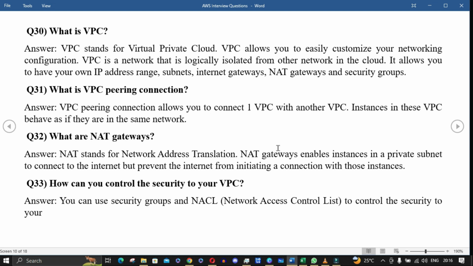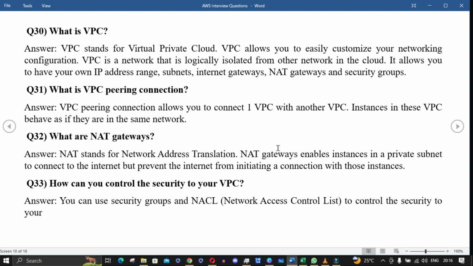What is a NAT gateway? NAT stands for Network Address Translation. A NAT gateway enables instances in a private subnet to connect to the internet but prevents the internet from initiating a connection with those instances.